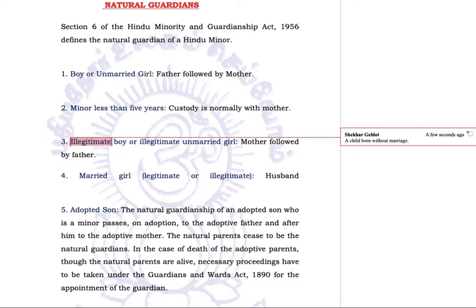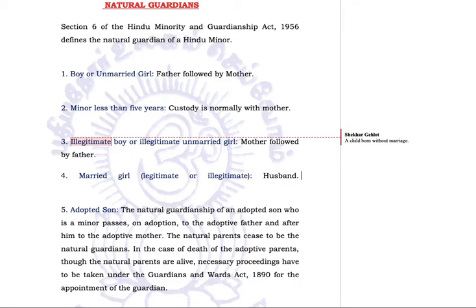Married girl, legitimate or illegitimate. Whether she is a legitimate or illegitimate child, after marriage her natural guardian will be the husband. Husband will be the natural guardian after marriage.